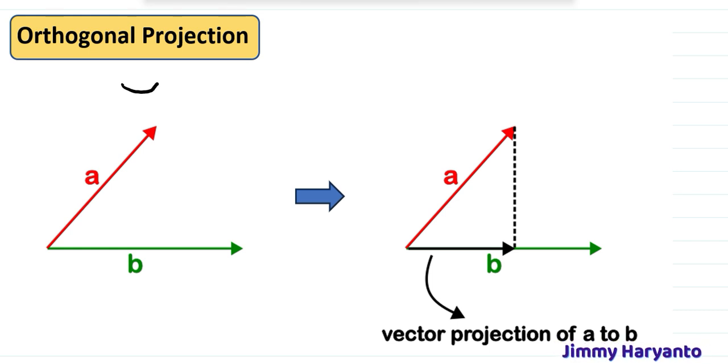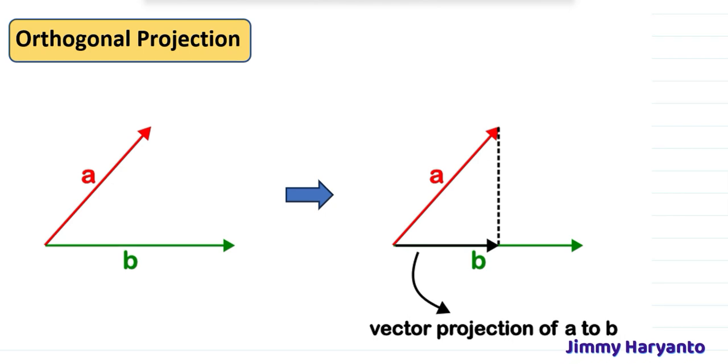Let's say you have a lamp right here, the light source right there, and then the light source will project the vector A to B, and then you will have the image or the shadow of vector A. The shadow of vector A is called the orthogonal projection of vector A to B. So the final result will be like this, and this one is the vector projection of A to B. That is the meaning of orthogonal projection.